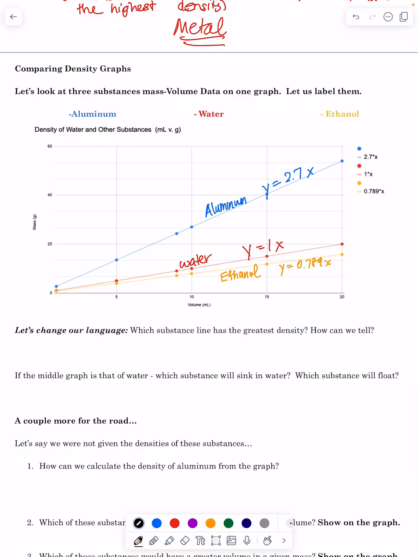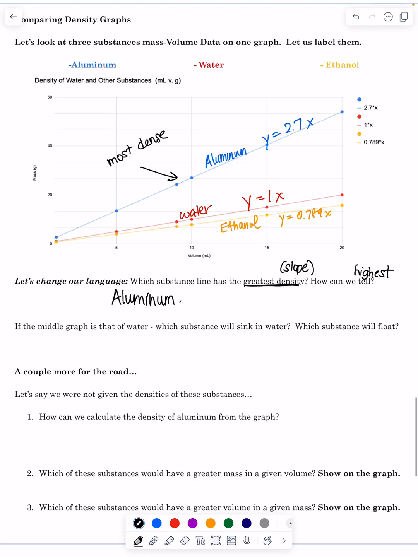So let's change our language. Which substance line has the greatest density? Don't forget that density is the slope. How can you tell? Whichever one's going to be the highest. So looking at our graphs here, I could clearly see the aluminum is the most dense. So I'm going to say aluminum. It's the highest up. If the middle graph is that of water, which substance will sink in water? Which substance will float? Well, it will sink if it has a higher density, aka higher graph.